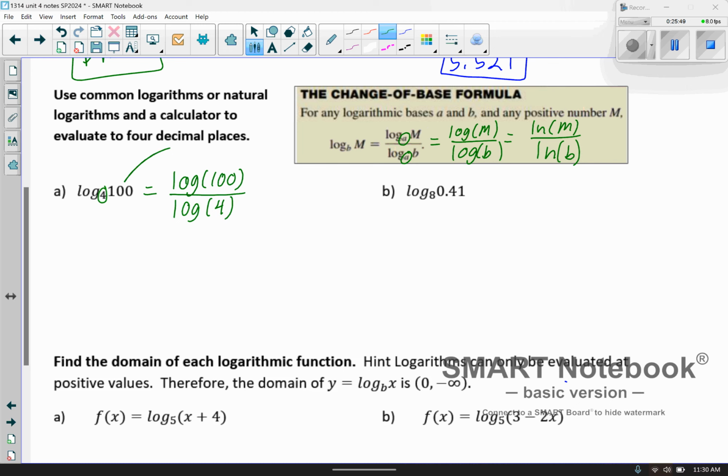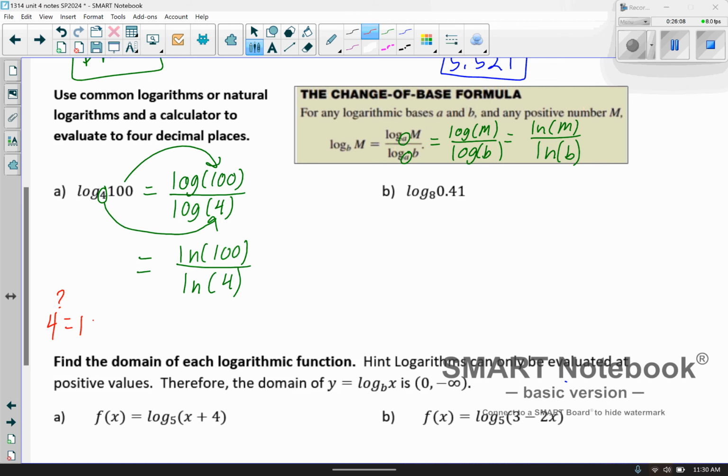So that's all you're doing here. This goes here, this goes here. You could also, if you wanted to, have done natural log of 100 over natural log of 4. Okay, so either one's going to be fine. So before we put it in the calculator, though, let's think, what is our answer going to be close to?